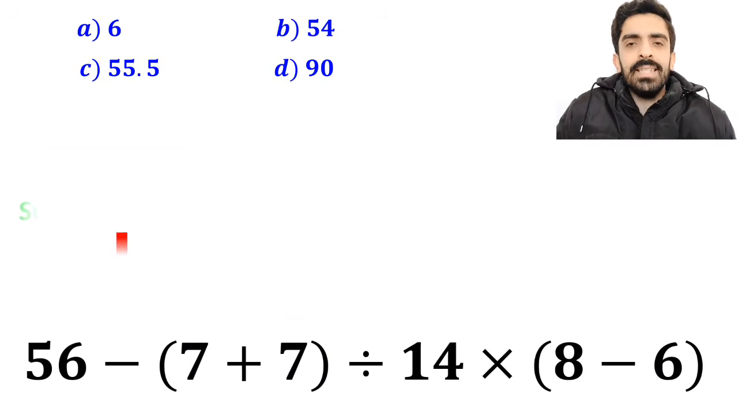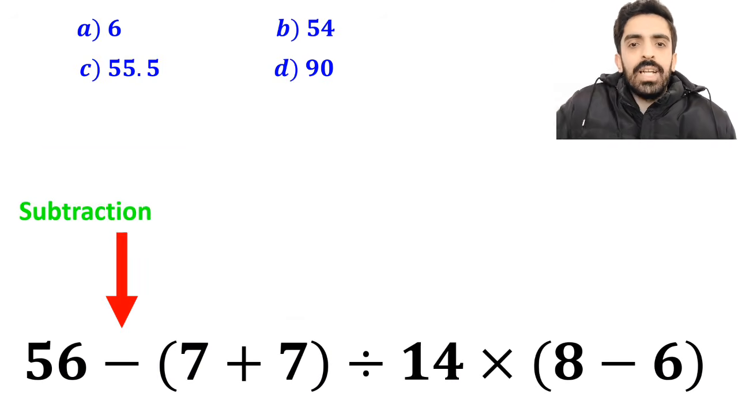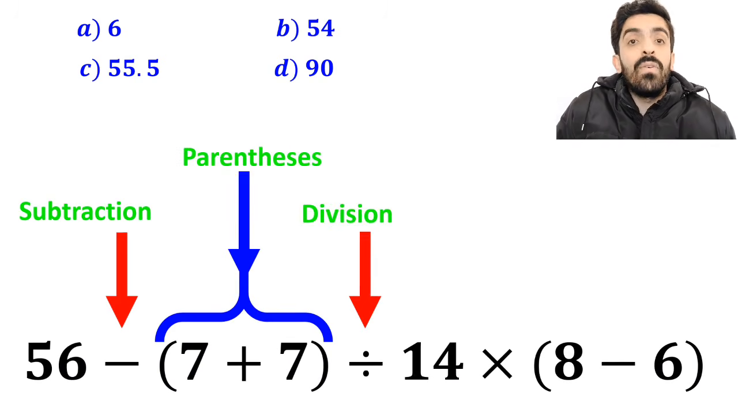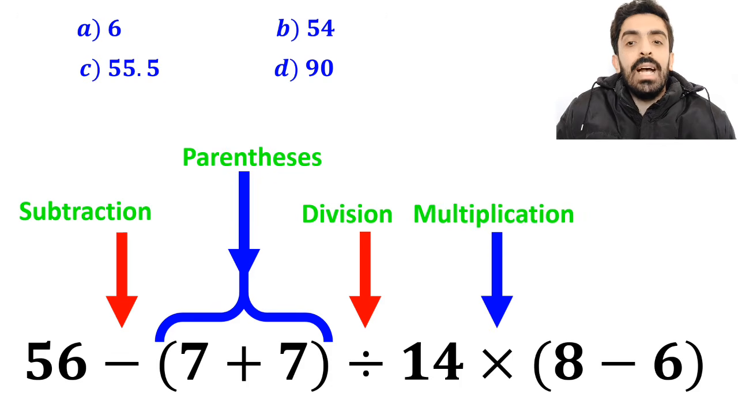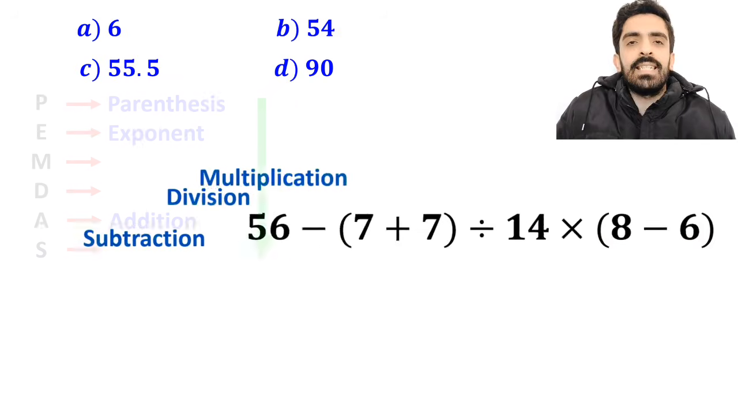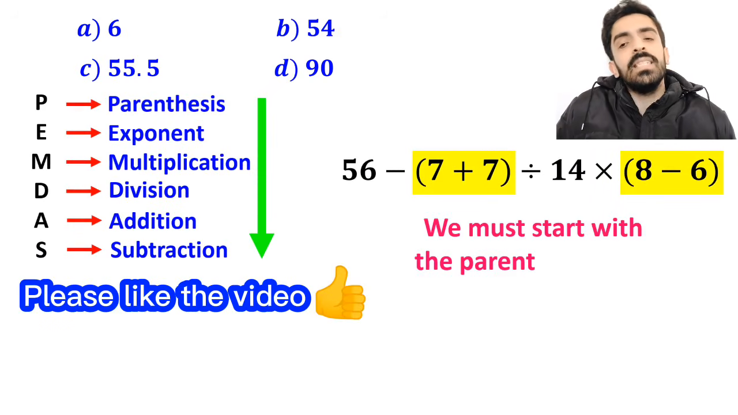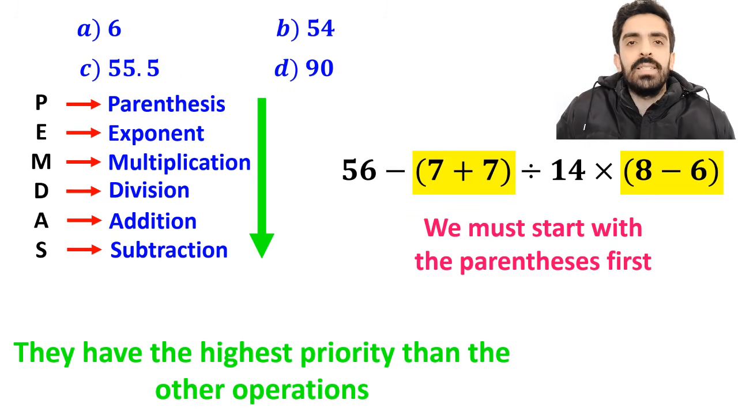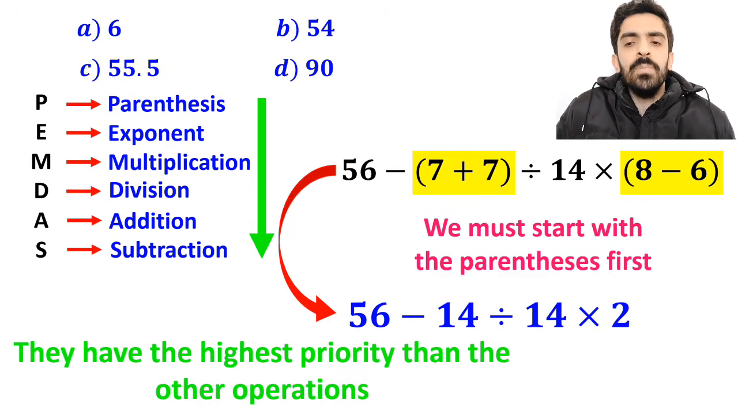Alright, as you can see on the screen, in this expression, first we have a subtraction sign, then parentheses, followed by a division sign, after that we have a multiplication, and finally another parenthesis. We must start with the parentheses first, because they have the highest priority among the other operations. So, this expression simplifies to 56 minus 14 divided by 14 times 2.